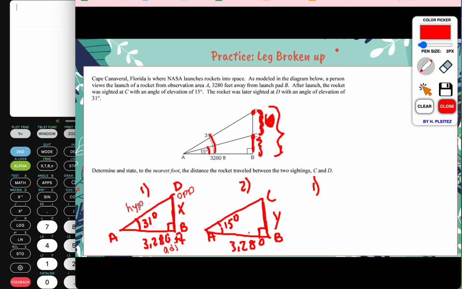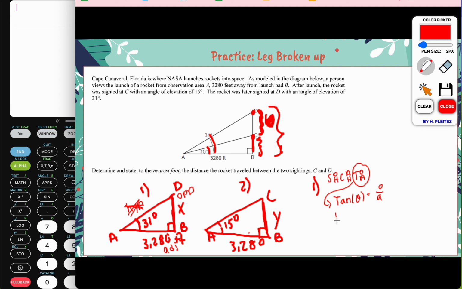Now I know that my hypotenuse is irrelevant to me. I'm not using it. So if I write SOHCAHTOA, my trig function that I'm using is going to be tangent. Now tangent is a pretty common one to use. It's used a lot, so just be mindful of that. Tangent of theta is opposite over adjacent.